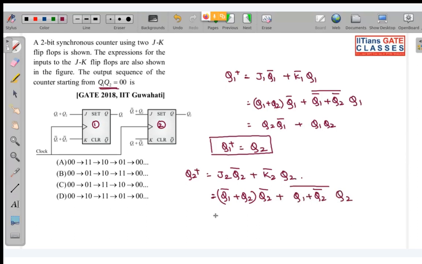So this will be what? Q1 complement Q2 complement plus Q1 complement dot Q2 complement. Okay, so Q2 dot Q2, I can remove it from here. Over here you can see Q2 plus comes out to be Q1 complement. So you got the next state equation. Now very simple, you can get the next state and present state, the state diagram you can get.